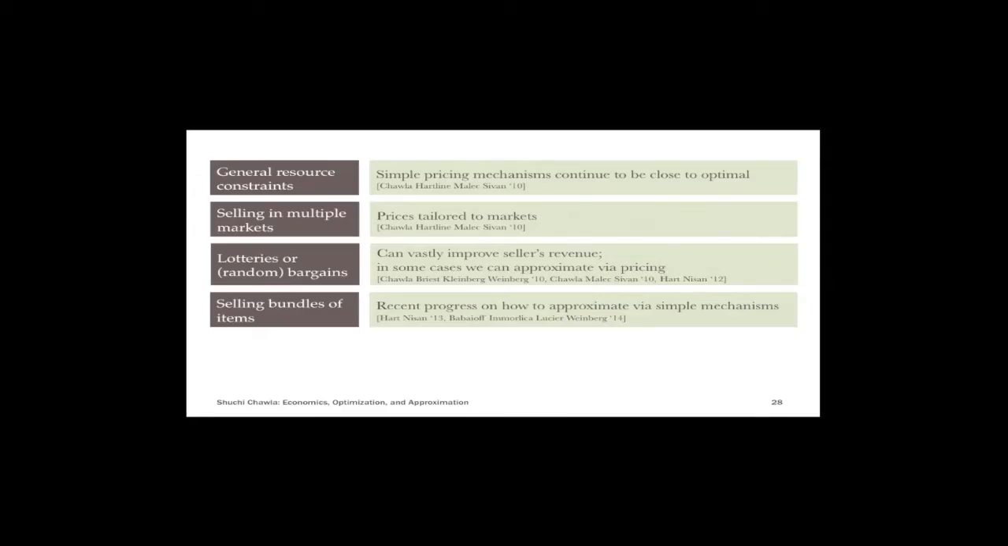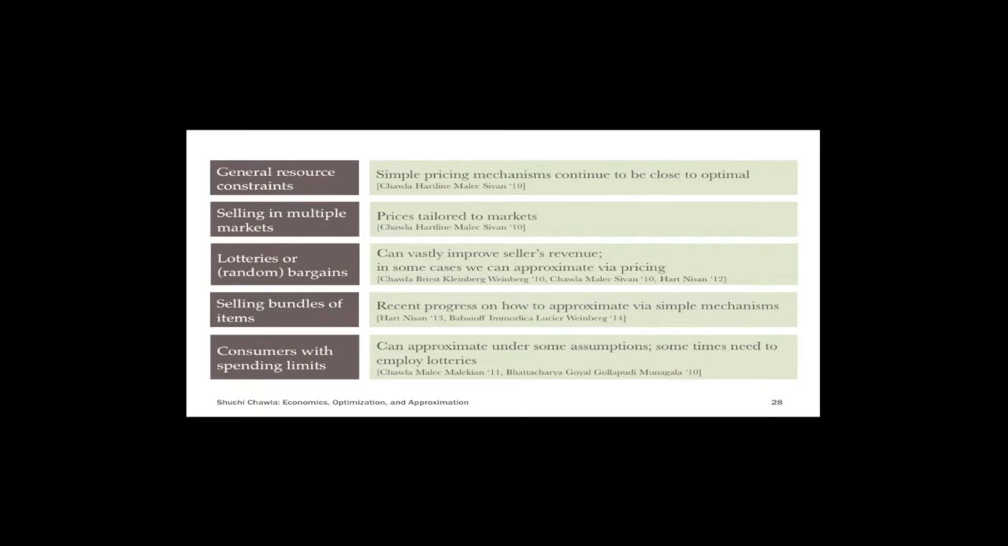Likewise, sometimes it helps to sell multiple items together in a bundle at a certain discount. So if you go to Amazon, buy a book, sometimes they recommend two other similar books that you can buy all three together. And bundling items in this manner can sometimes improve the seller's revenue also. You can have consumers with budgets. This often happens in the context of online advertising, and then the mechanism needs to take those budgets into consideration and make sure the consumers are not overspending. And this can also be handled with the kinds of approaches I described.